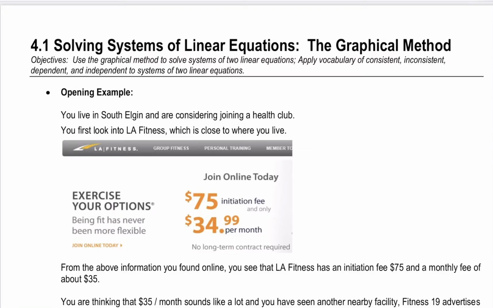Chapter 4 is on solving systems of linear equations, which is going to amount to solving for two unknowns. If we have two linear equations with two variables, we can solve for both of those unknowns. We have several different techniques. 4.1 is on the graphical method. There'll also be some vocabulary that we want to learn along the way.